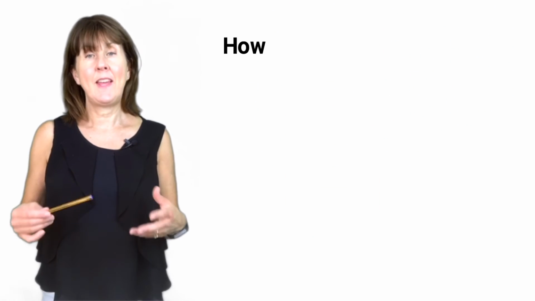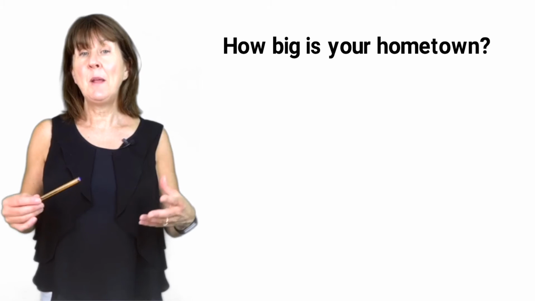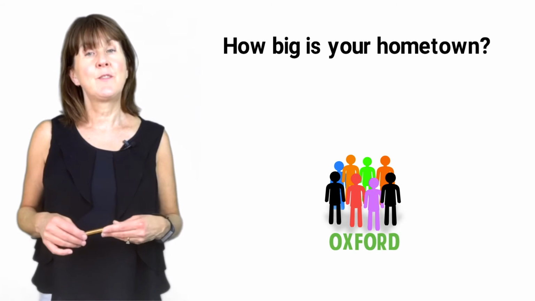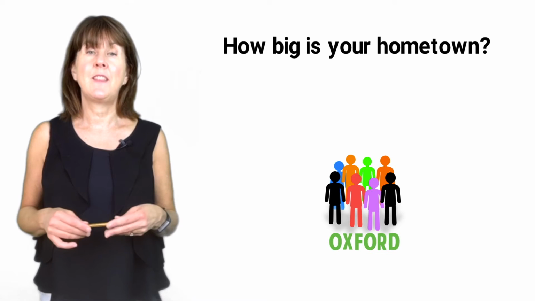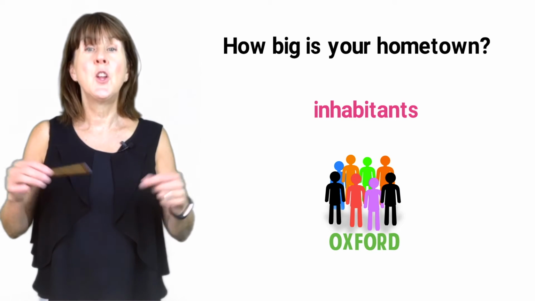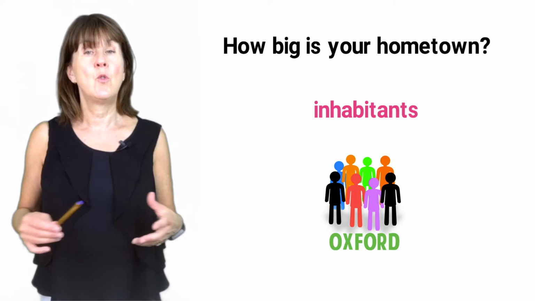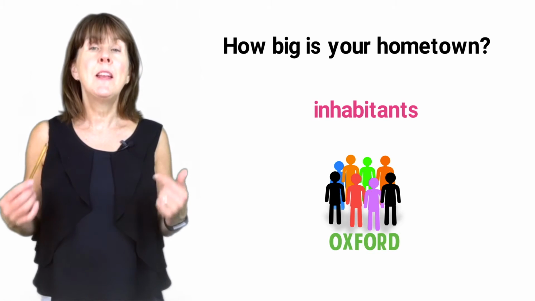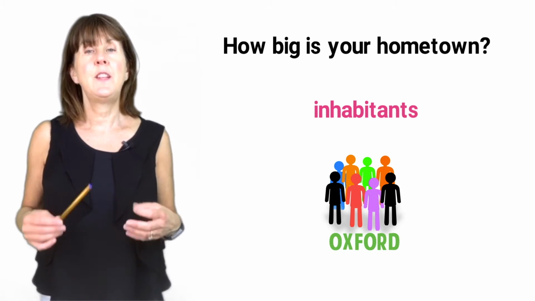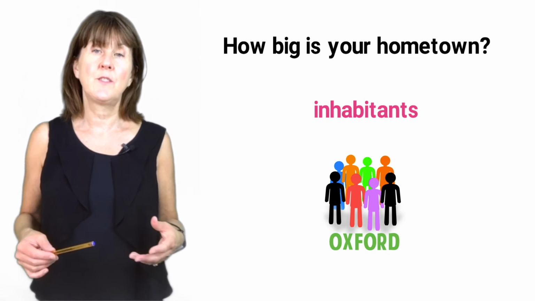Okay, how big is your hometown? How many people live in your hometown? In Oxford, there are 150,000 inhabitants, and an inhabitant is a person who lives in the town or area. So I'm an inhabitant of Oxford. So there are 150,000 inhabitants in Oxford.